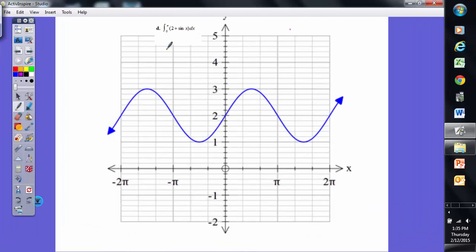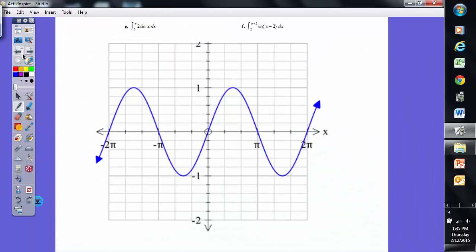Now the next question asks you to shift the graph up 2 units. Now you might have to be able to do this without a calculator. I hope you would recognize that it's the exact same function as it was before. It's just shifted up 2 units.